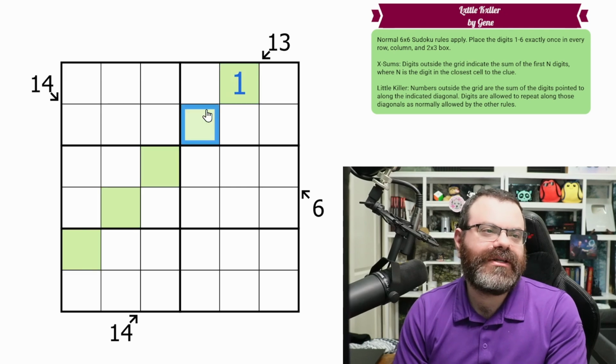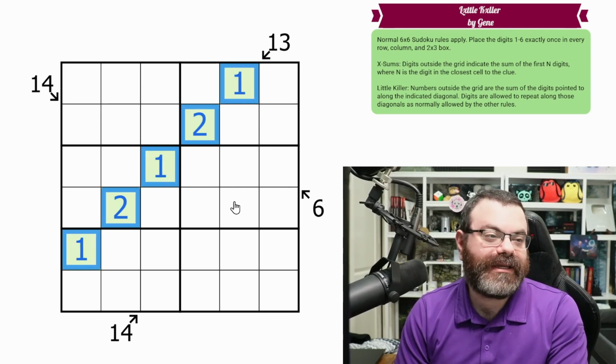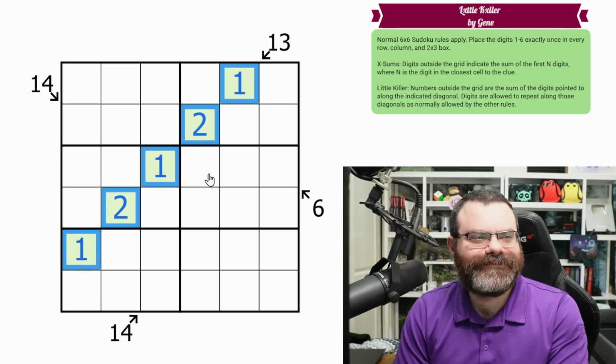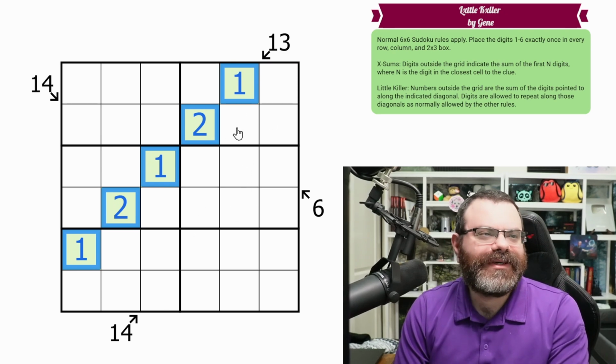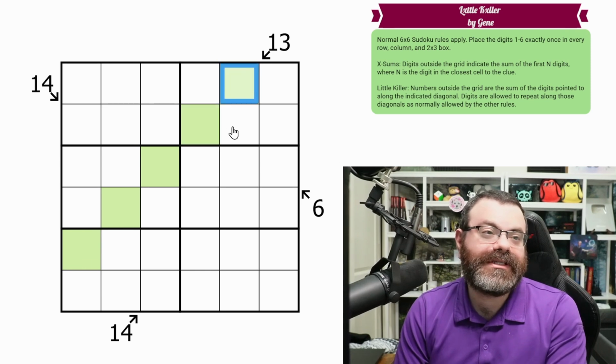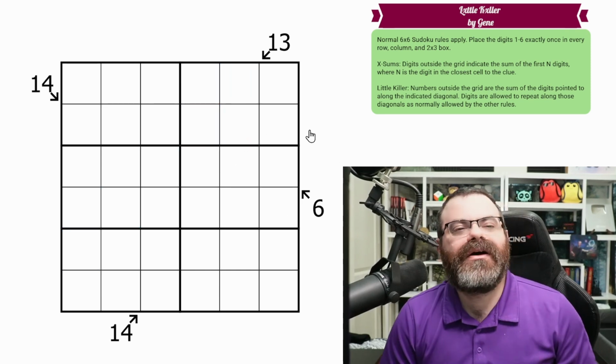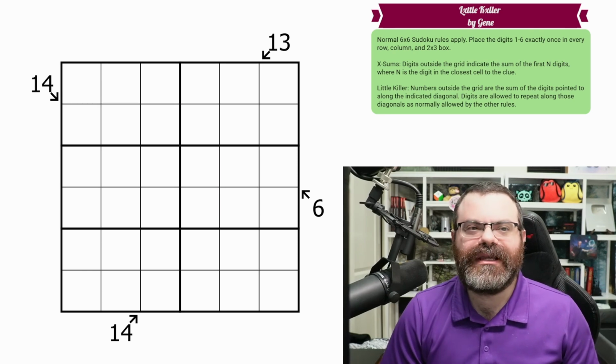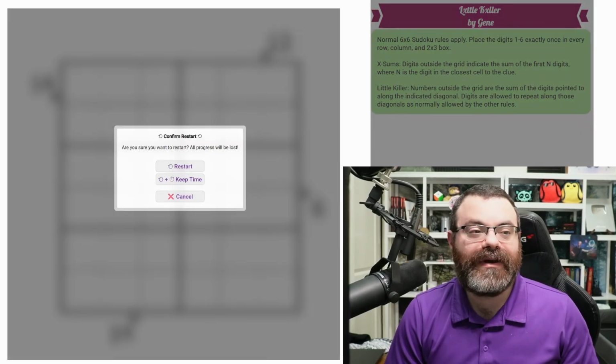So we can do 1, 2, 1, 2, 1, and that would add to 7. So what we can't do is 1, 1, because Sudoku says you can't repeat. So just because the little killer doesn't have additional restrictions doesn't mean you can break Sudoku rules. All right, and that's it. Those are the rules. There's a link in the description if you'd like to try the puzzle yourself. And I'm going to get started right now.